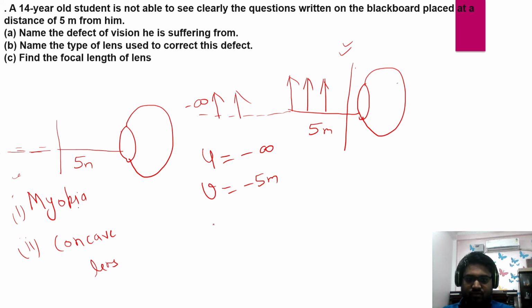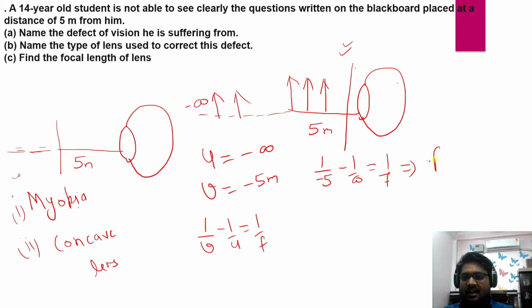So now we use the lens formula, 1/v minus 1/u is equal to 1/f. Now 1/(-5) minus 1/infinity is equal to 1/f. So from here f is equal to minus 5 meters, or we can say f is equal to minus 500 centimeters. So in this way we have found the focal length of the lens, and that came to 500 centimeters.